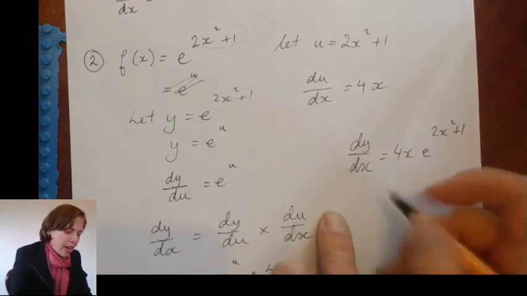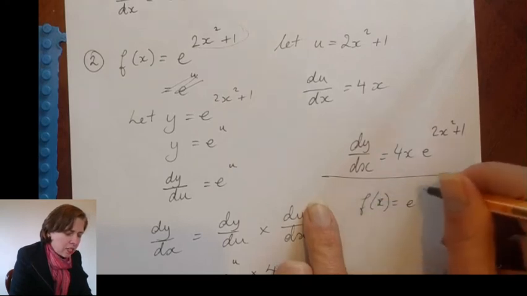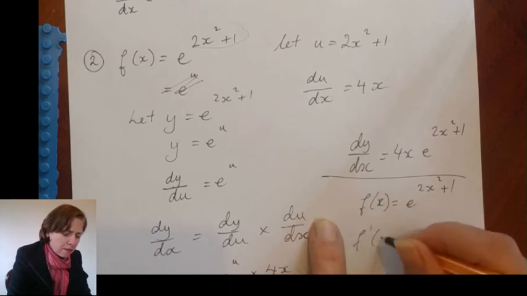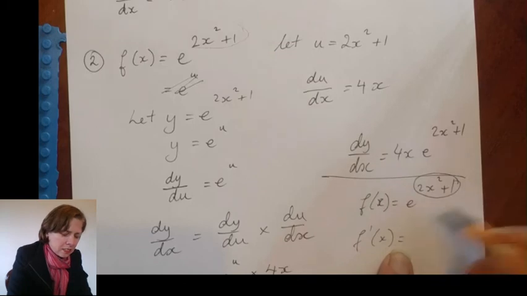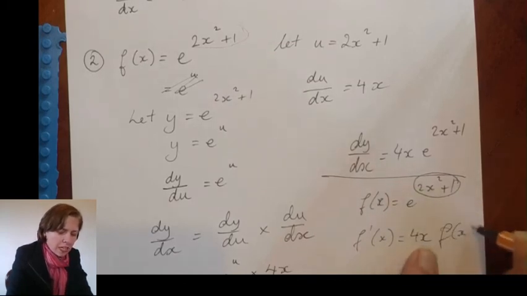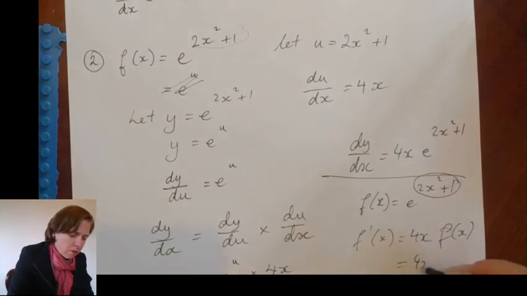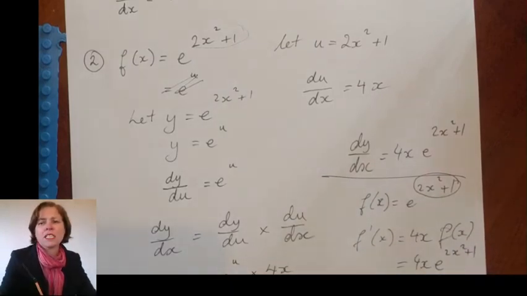So in actual fact, if I started with f of x equals e to the 2x squared plus 1, then the derivative of that is simply the derivative of this, the 4x part, times f of x, which is what I started with. Okay? So my derivative is 4x e to the 2x squared plus 1. And that's finding the derivative of the exponential function.